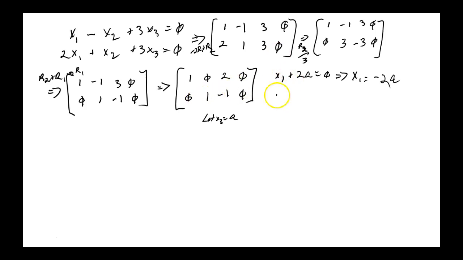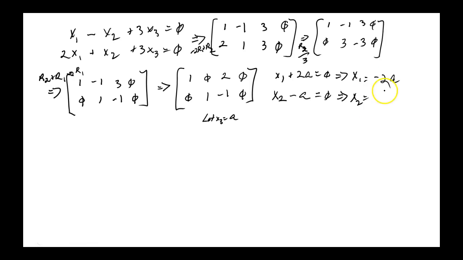x2 from this one says x2 minus a is equal to 0. Because this column is x1, x2, x3, constants, which are always zeros because they're homogeneous. So this implies that x2 is equal to a. And then we already know that x3 is a, because of this minus 1 here, that's your coefficient.